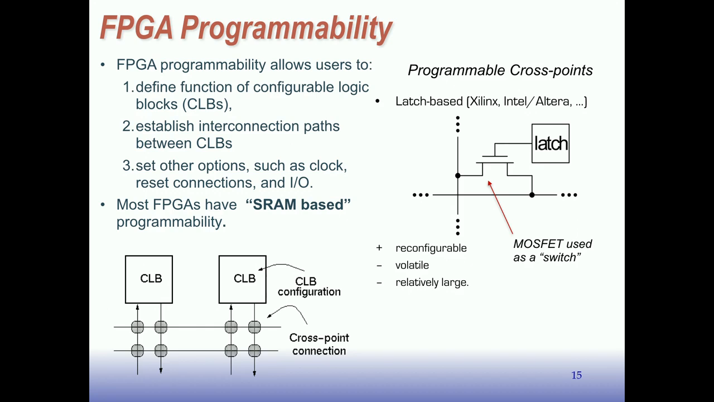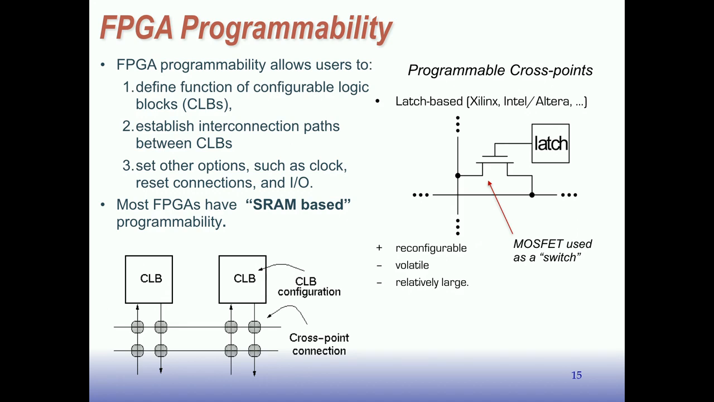Most FPGAs these days have what the manufacturers call SRAM-based programming. And when they say SRAM-based, it means they use a latch like I showed on the last slide, this latch that looks like an SRAM cell. It really has very little to do with SRAM, so it's kind of confusing, but they call it SRAM-based programmability. It really means it uses a latch to program. And the way this works is mainly the programmability is going to define connections between logic blocks.